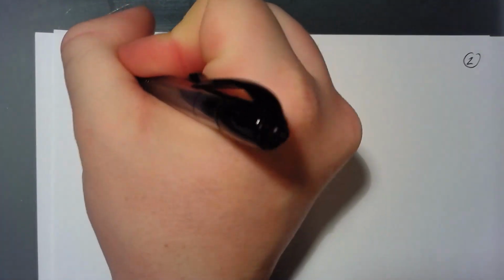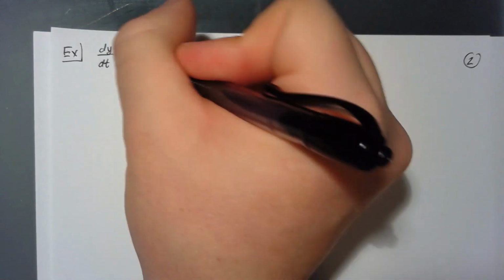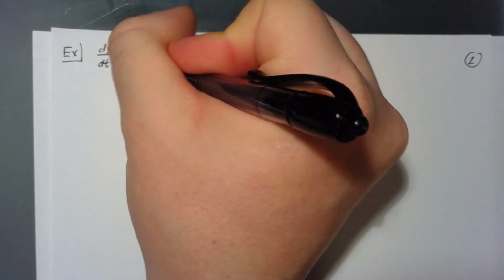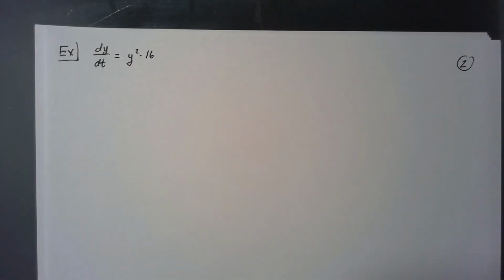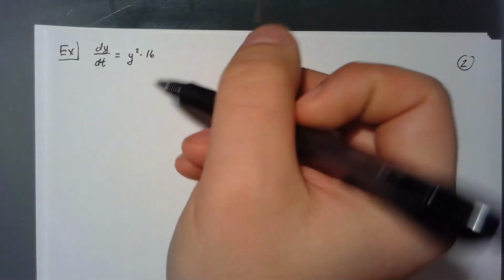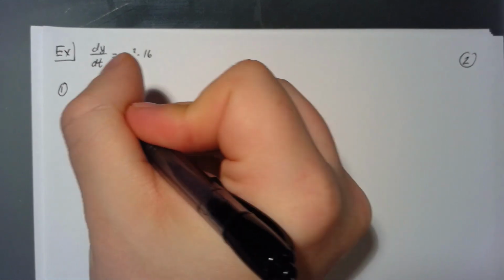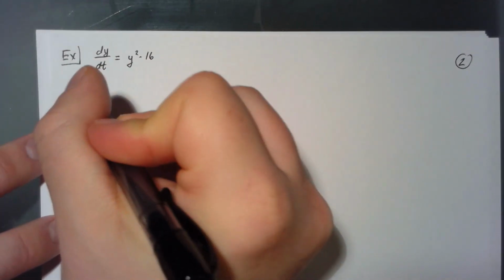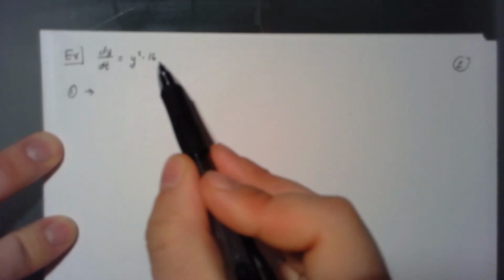So I have dy/dt equals y squared minus 16. All right, so what's the first thing you do? You're going to set the derivative equal to 0. So when you do that, what are you going to have? You're going to have y squared minus 16 equals 0.